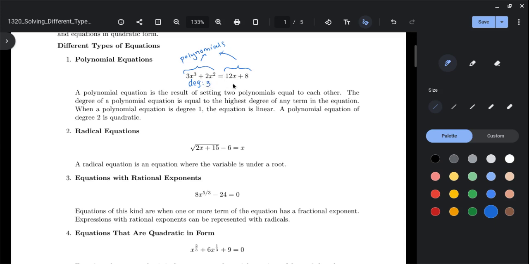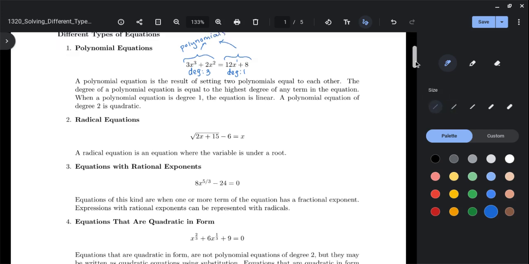On the right, we only have one term with x in it, and that's 12x. I know it's unwritten, but remember that if there isn't an exponent with our x, then it's 1. So the highest power here is going to be 1, so that's the degree of that polynomial on the right. Remember that there are special classifications for certain degree polynomials. So if we have a degree 1 polynomial equation, it's linear. A degree 2 polynomial equation is quadratic, and degree 3 polynomial is cubic, and so on.